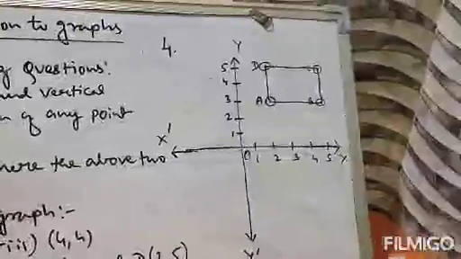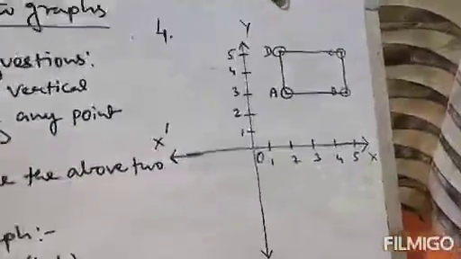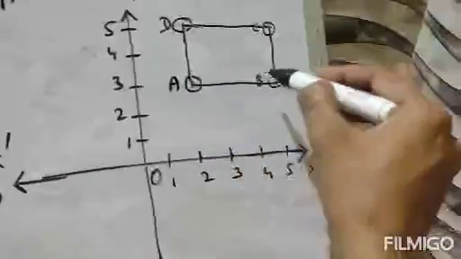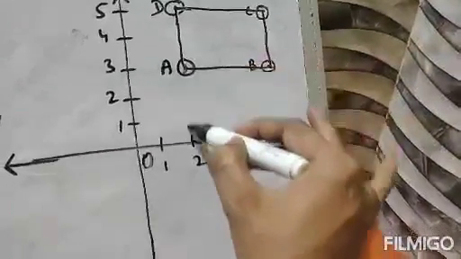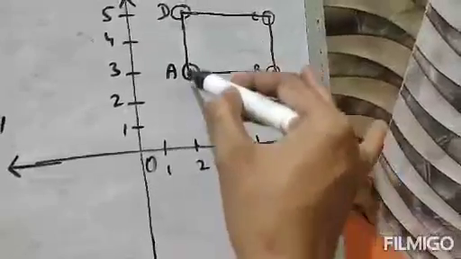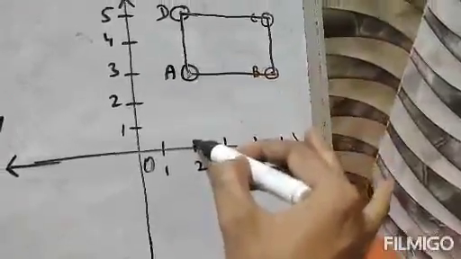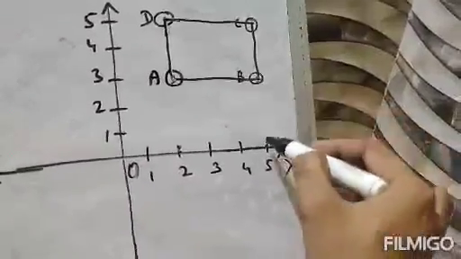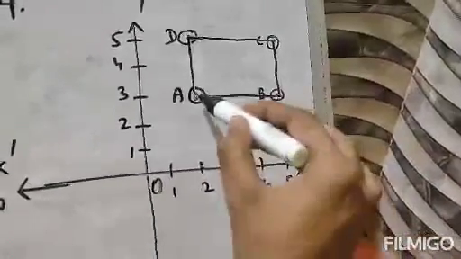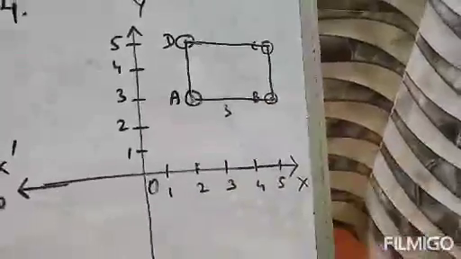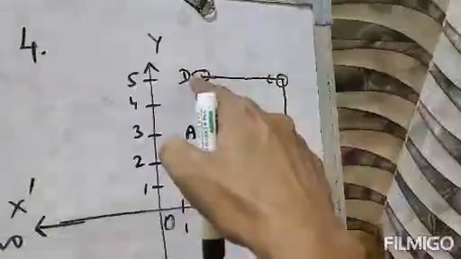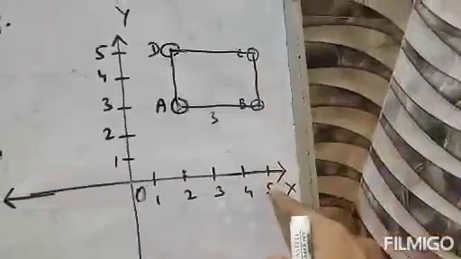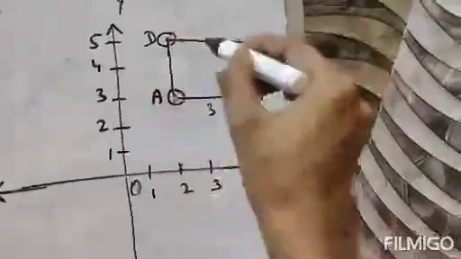Now first, if we see this closely, this is the point A and this is the point B. A is 2 units with respect to the x-axis, and B is 5 units with respect to the x-axis. So the difference, 5 minus 2, is 3 units. Clear? And if you see this point D, it is also 2 units with respect to the x-axis, and point C is also 5 units with respect to the x-axis. That means the difference is 5 minus 2, it is also 3.